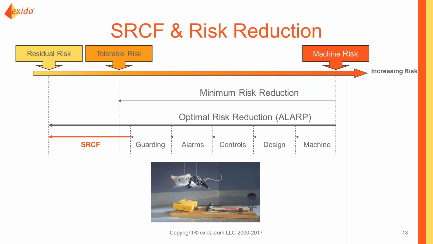We could put particular controls in place, alarming, guarding, all of that could reduce the risk, but we still may be above our tolerable risk. And if we are, then we would implement a safety-related control function to get below our tolerable risk. And we're going to dig into tolerable risk because, as I mentioned, that's an area that in machine applications often isn't well defined or well understood.